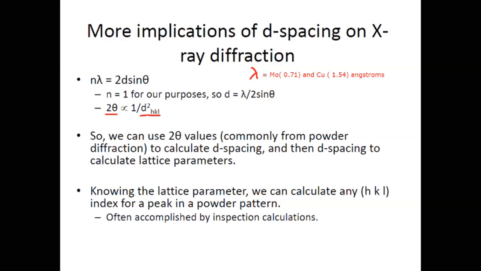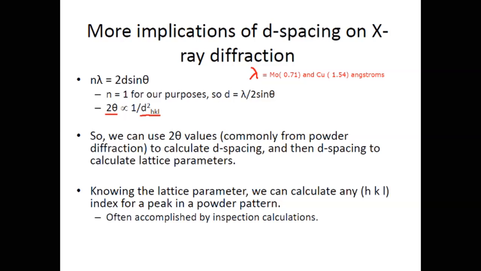We can calculate the d spacing, and then once we know the d spacing, we can calculate lattice parameters. So once you know the lattice parameters, then you can calculate any HKL index for a peak in a powder pattern. And typically you can do this by inspection or calculations. We're going to look at hopefully some examples of that. So this is pretty cool.